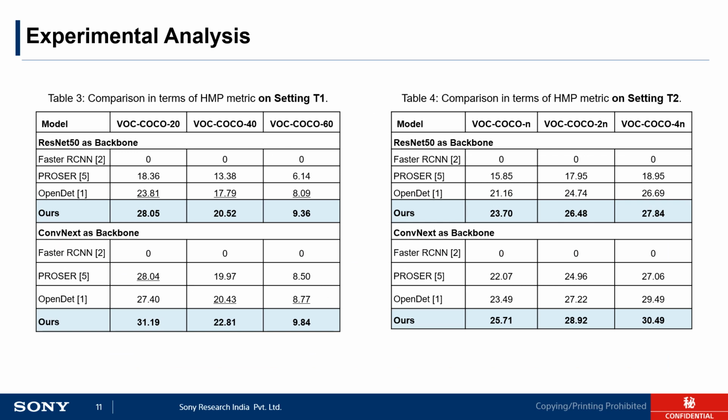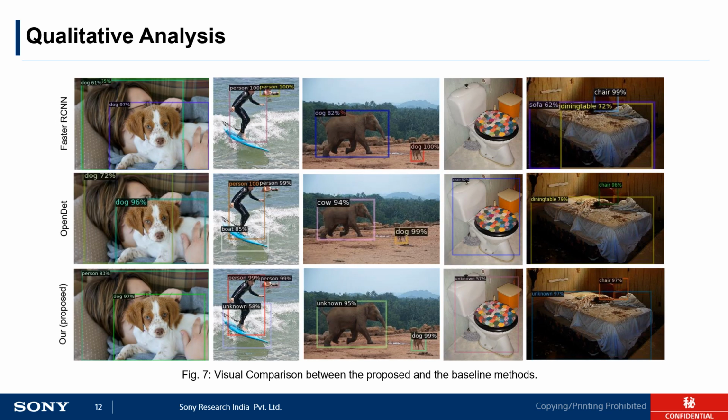This shows comparison on the introduced harmonic mean precision metric on T1 and T2 settings. Here the proposed method performs better than the other methods in all scenarios. This shows visual comparison between proposed and baseline methods, where one can see that the proposed method detects known as well as unknown objects accurately as compared to other methods.